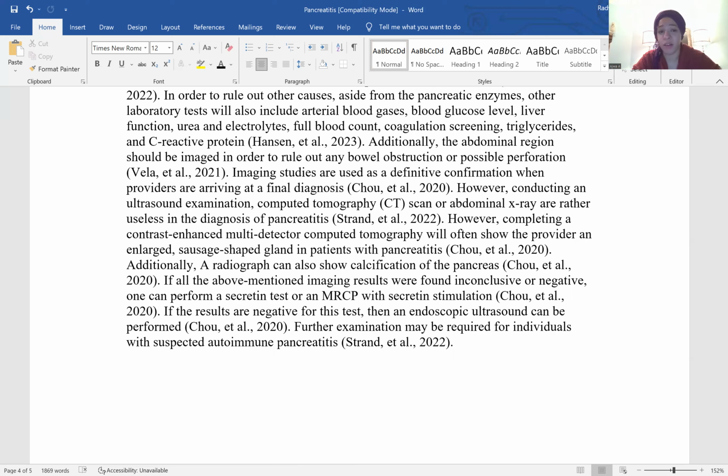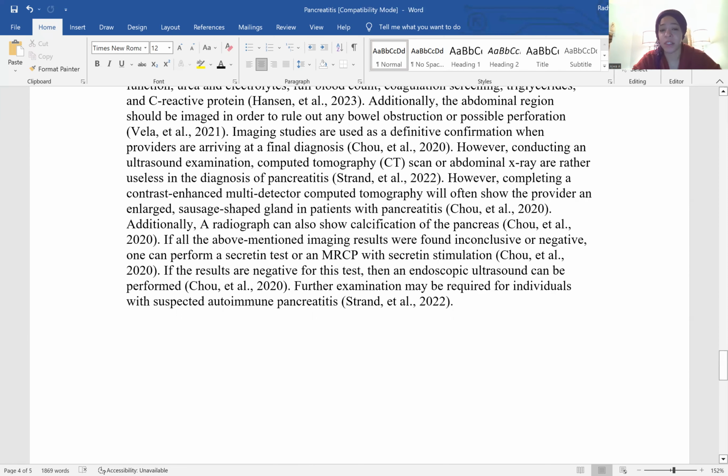However, conducting an ultrasound examination, CT scan, or abdominal X-ray is rather useless in a diagnosis of pancreatitis. However, completing a contrast-enhanced multi-detector computed tomography will often show the provider an enlarged sausage-shaped gland in patients with pancreatitis. Additionally, a radiograph can also show calcifications of the pancreas.